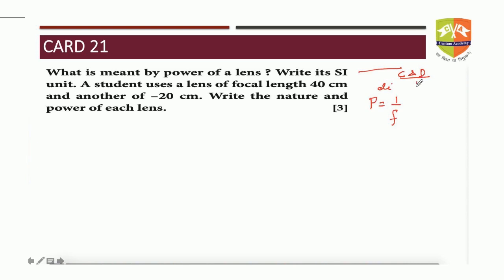Now look here, even if the answer is positive, a positive sign is used here purposefully. Please don't forget to use this positive sign. Whenever you are writing power, write it with either a positive or negative sign. If it is a positive number, don't forget the additional positive sign. And when it is 20 centimeters, it is nothing but 1 divided by 0.2 with a negative, which gives me minus 5 diopters. If you have to write the nature of the lens, because the focal length is positive, it is a convex lens, and because the focal length is negative, it is a concave lens.